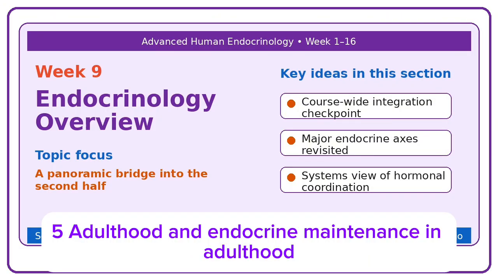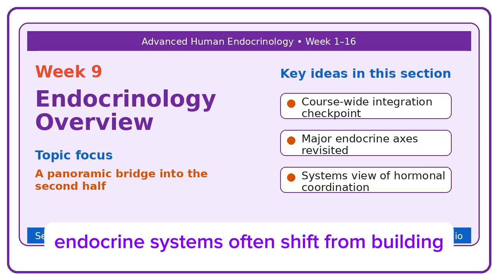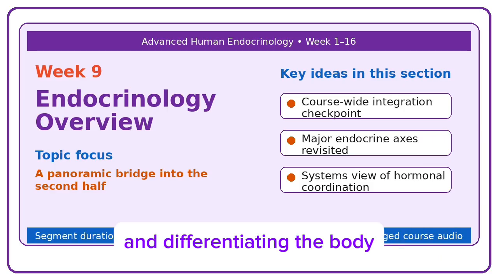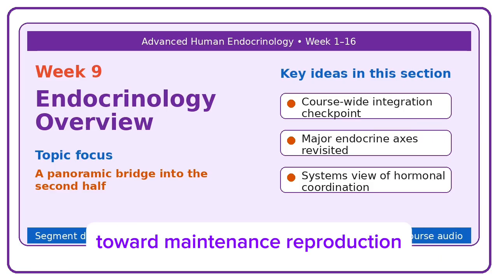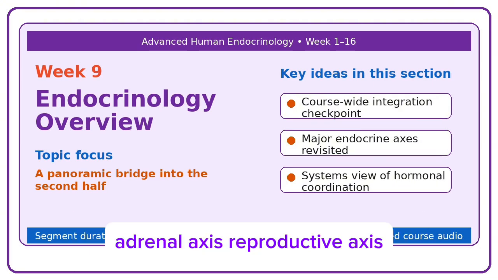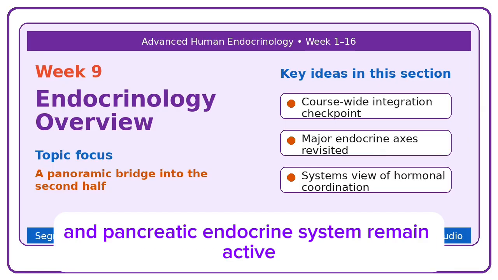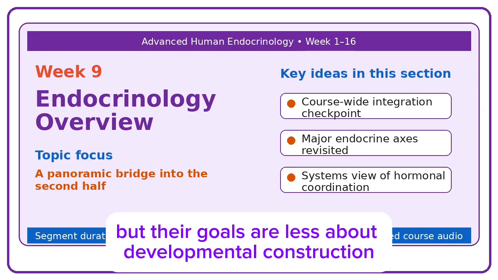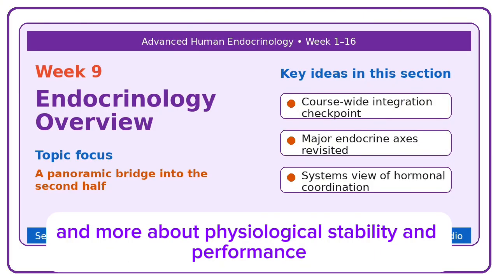5. Adulthood and endocrine maintenance. In adulthood, endocrine systems often shift from building and differentiating the body toward maintenance, reproduction, metabolic balance, and adaptation to stress. Hormone systems such as the thyroid axis, adrenal axis, reproductive axis, and pancreatic endocrine system remain active, but their goals are less about developmental construction and more about physiological stability and performance.